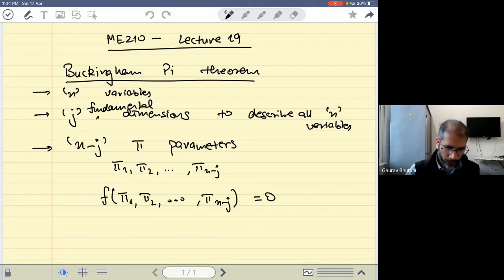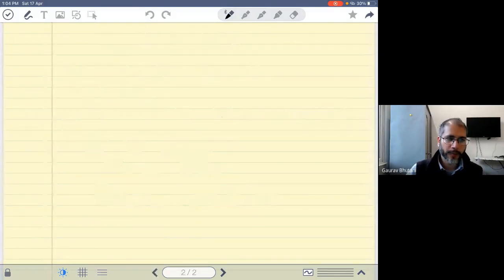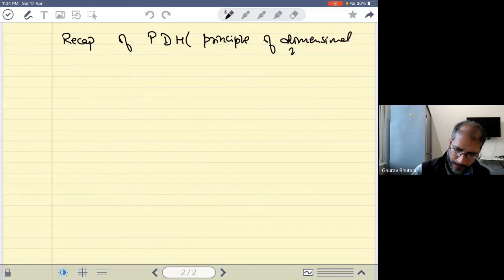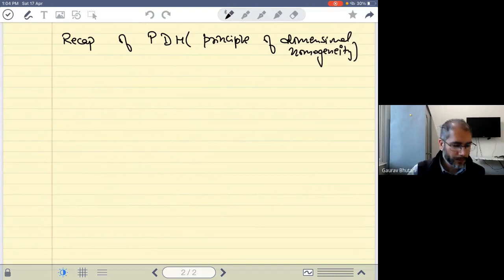Let us start with using this theorem. In fact, before we do that, let us do a quick recap of the principle of dimensional homogeneity. This is problem number 5.11 from the book.